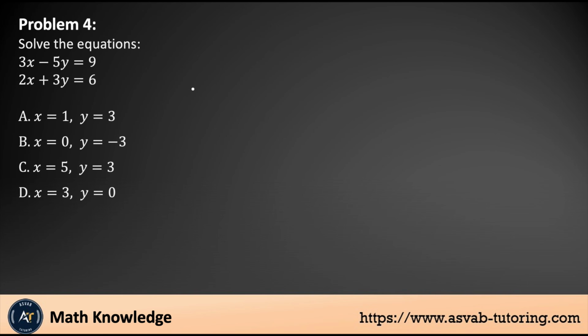Problem number 4: solve the equations 3x minus 5y equals 9 and 2x plus 3y equals 6. This is a system of linear equations. That means it has two variables and two unknowns. In order to solve this problem, you have to eliminate one of the variables. To do that, you have to multiply the first equation by 3 and the second equation by 5, and then you can eliminate that.